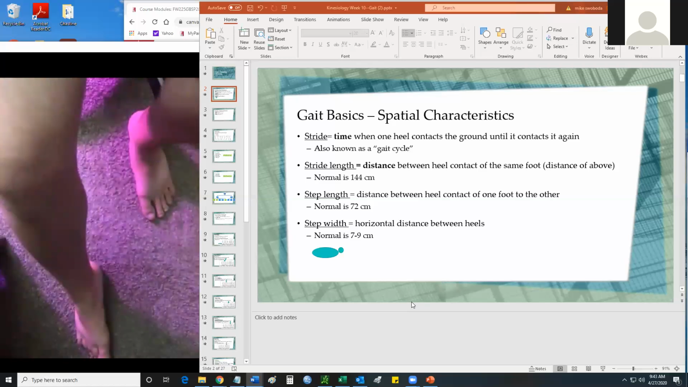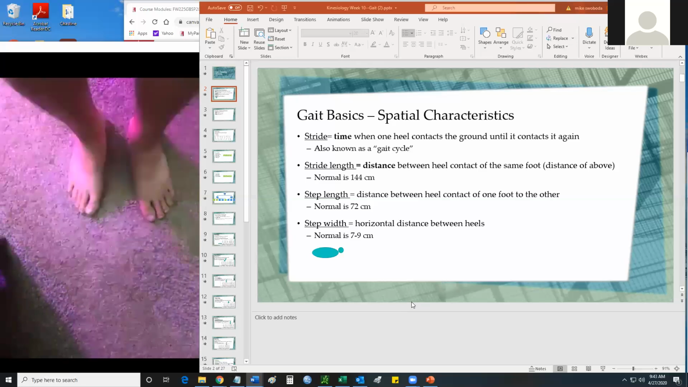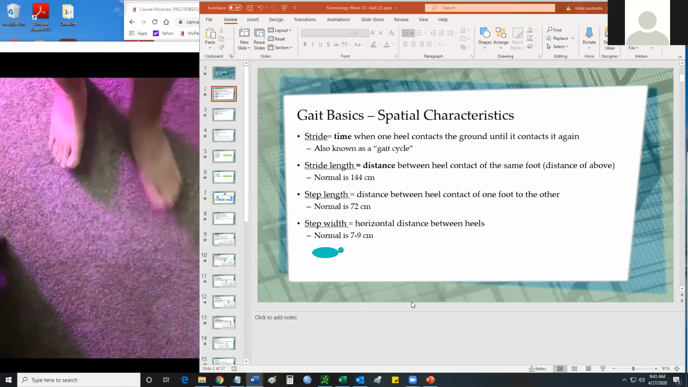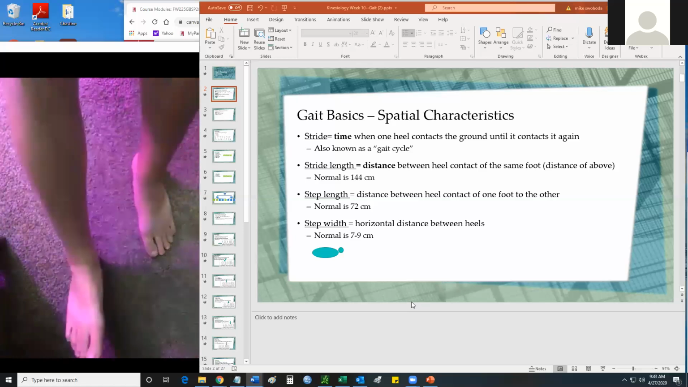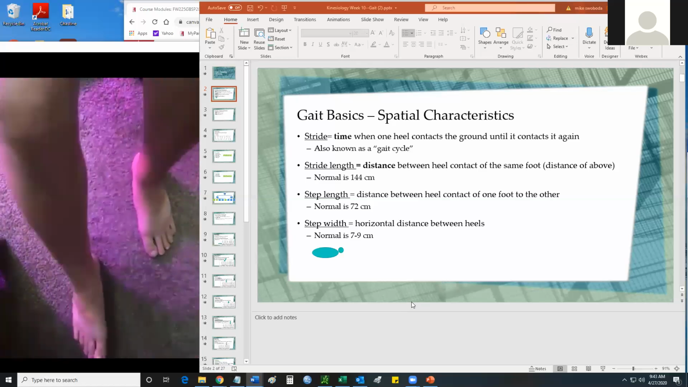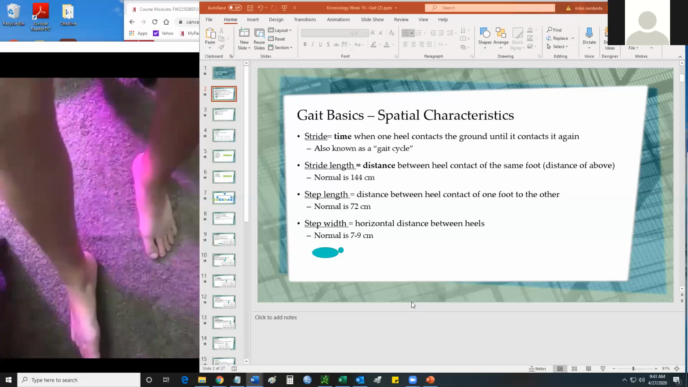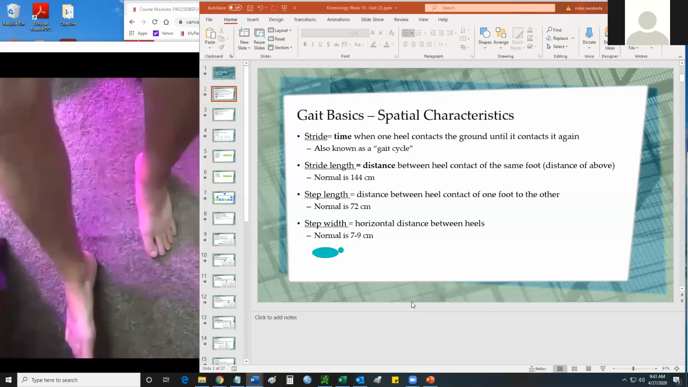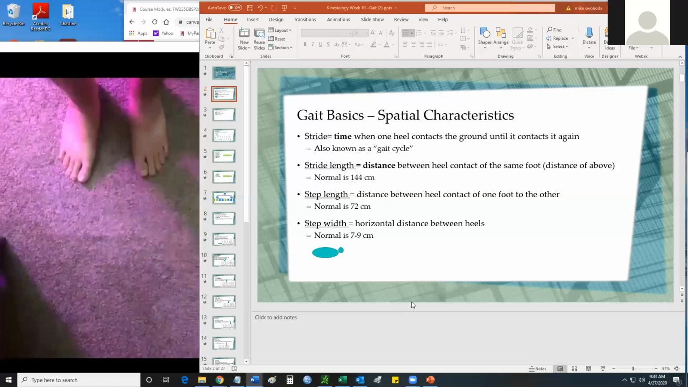If I had a stride, that would mean I start, again, with this being my left foot and this being my right foot. My right heel is on the ground. I step out with my left heel, and then I step forward again with my right heel. The distance between where my right heel was, back here, to where it is now, is a stride length.